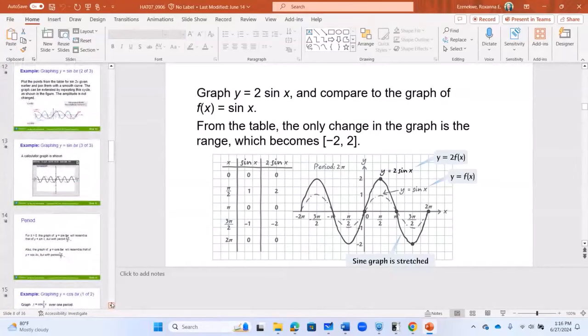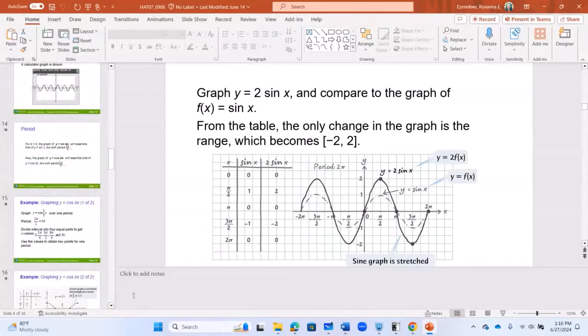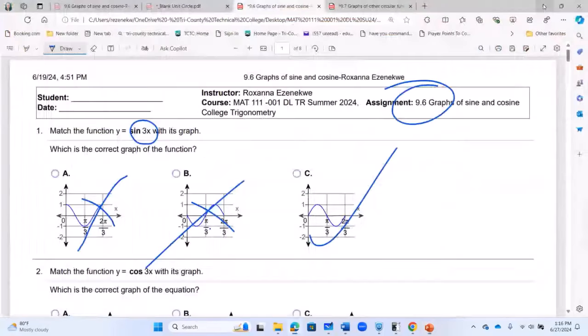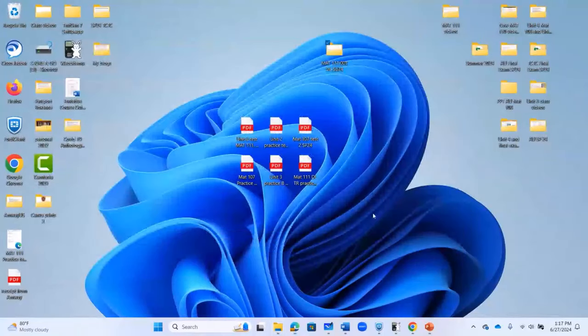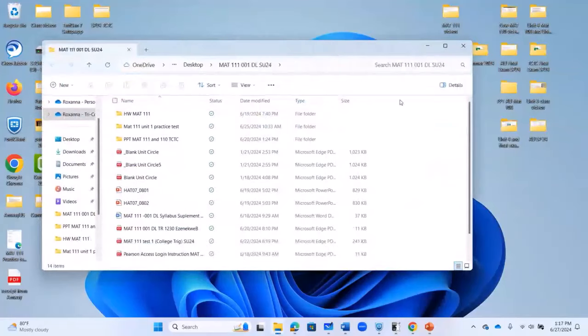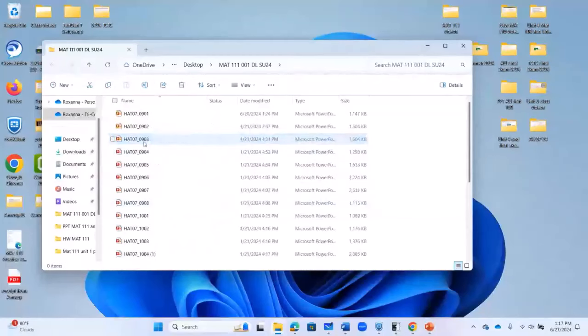Okay, so these are the sine and cosine, and I'm going to pull up PowerPoint 2 also. So where is that PowerPoint 2? I'll get there and pull it up. I'm talking about PowerPoint 9.7. That's what I mean. PowerPoint 9.7.